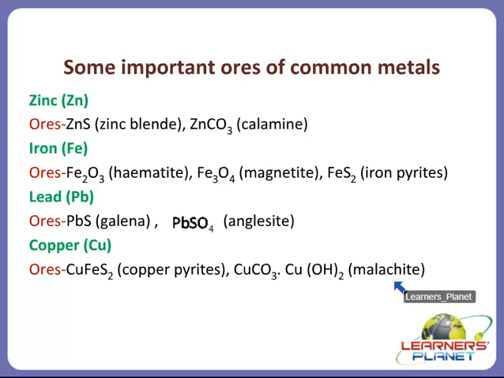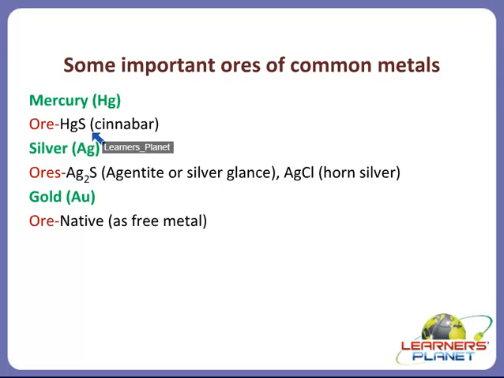Now students, the minerals from which metals can be extracted are called what? Ores. There are few more ores, like mercury. Mercury exists in nature as mercuric sulfide, and its name is cinnabar. Silver exists in nature as silver sulfide, that is argentite or silver glance. We have silver chloride, which is horn silver. Then there is gold. Gold exists in nature as a free metal. Why? Because it is least reactive.